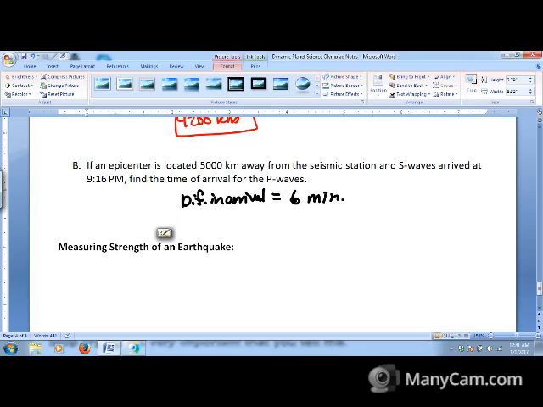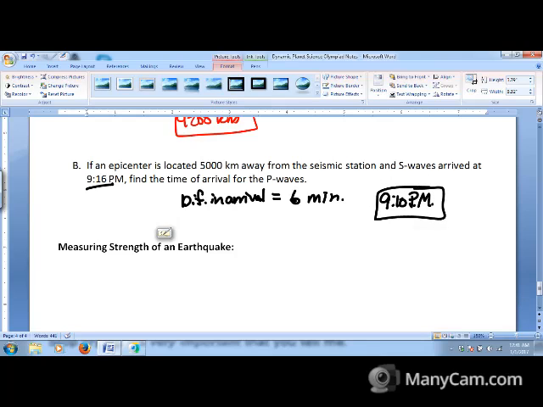The S waves arrived at 9:16 p.m. Well, we know that S waves travel slower than P waves, and they travel second. That's why they're called secondary waves. So P waves travel before then. And if there's a difference of 6 minutes, if S waves arrived at 9:16, P waves had to arrive 6 minutes before then, which would be 9:10 p.m.